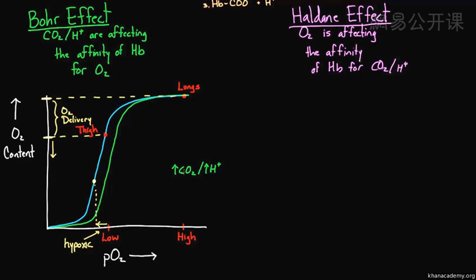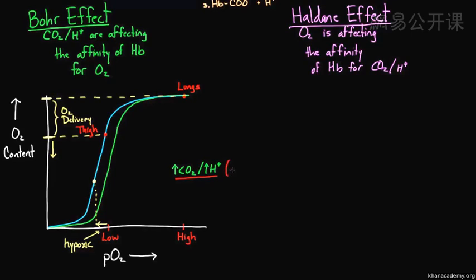These conditions of high CO2 and high protons, that's not really relevant to the lungs. The lungs are thinking, well, for us, who cares? We don't really have these conditions. But for the thigh, it is relevant, because the thigh has a lot of CO2 and the thigh has a lot of protons.